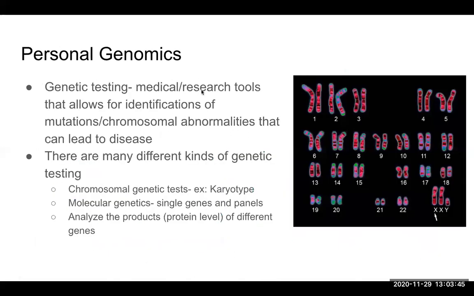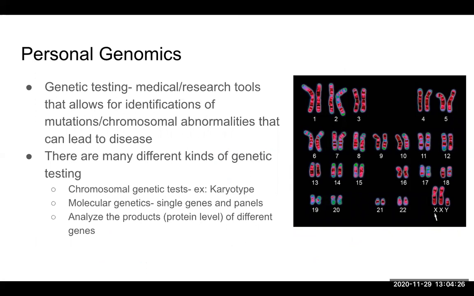Okay, cool, thank you. A lot of personal genomics relies on genetic testing, and genetic testing is a medical test or research tool that allows people to identify mutations, chromosomal abnormalities, insertions, deletions, substitutions. Essentially, a lot of what you guys have been talking about in class in terms of mutations, you can use genetic testing to identify. When we look for these mutations, we want to look for mutations that could be disease causing. There are many different kinds of genetic tests that we use.